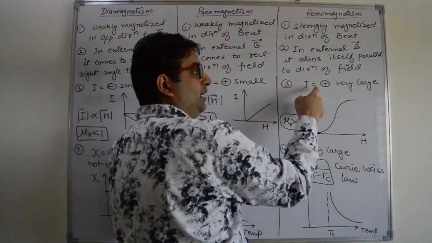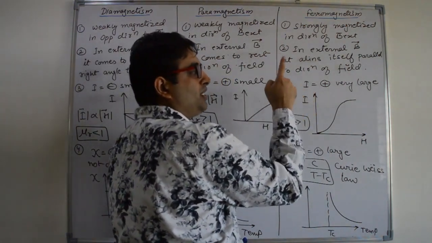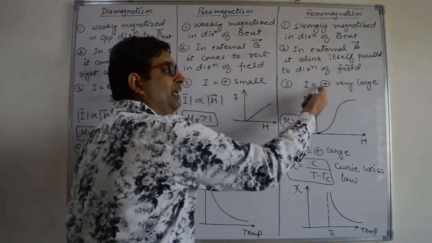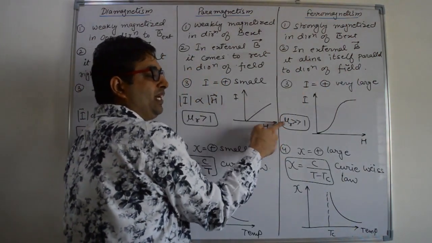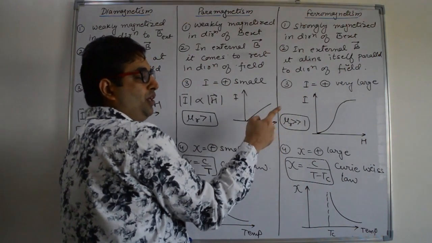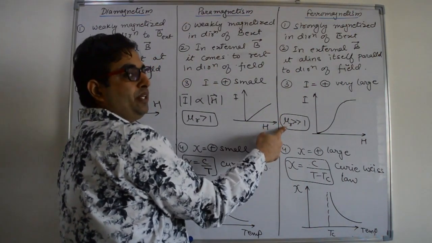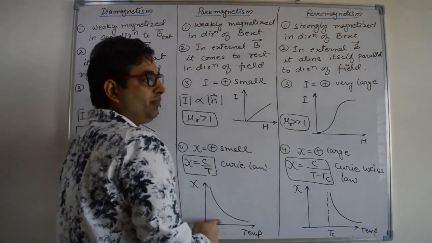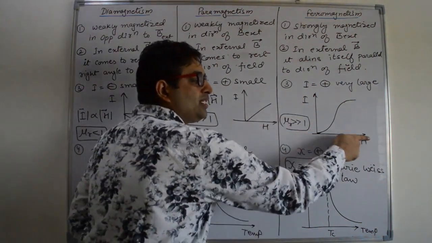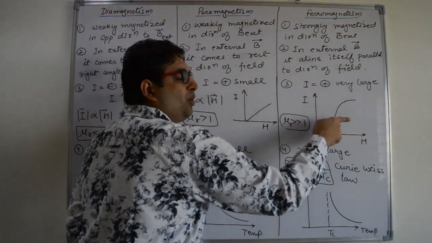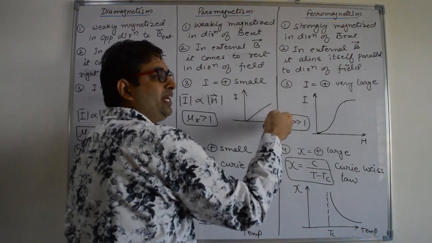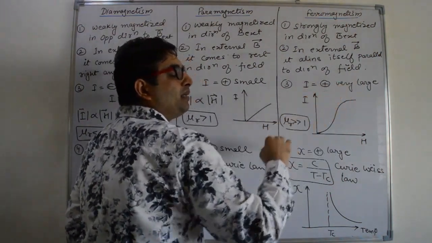Third case, intensity of magnetization is positive and very, very large, strongly magnetized. So the magnetic field inside the material is very, very large as compared to the surrounding. So relative permeability is much, much greater than 1. And when we increase the external magnetic field or magnetizing force, intensity of magnetization increases suddenly and then becomes saturated.